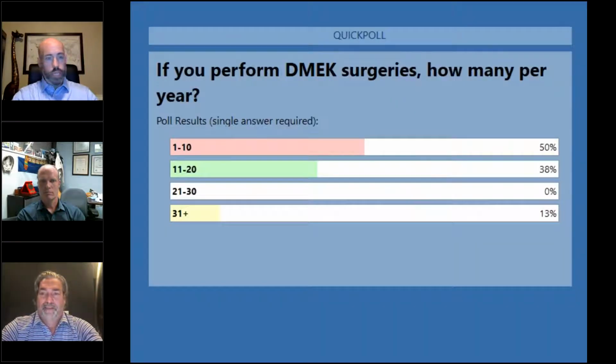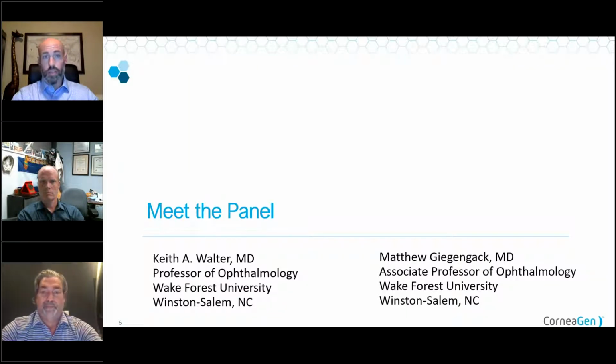Alrighty, and the results, yet again, nobody likes 21 to 30. That was a great age group. 31 and plus, a good bit, but it looks like the vast majority is 1 to 10, so maybe starting out with the DMEK procedure, and a good portion also from 11 to 20 per. So looks like we have a very diverse group of participants here tonight. Thank you so much for your feedback and engagement.